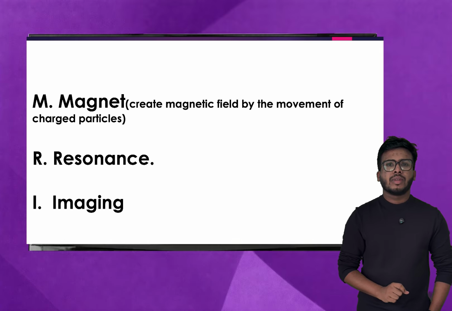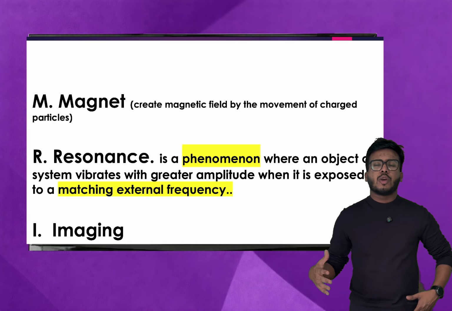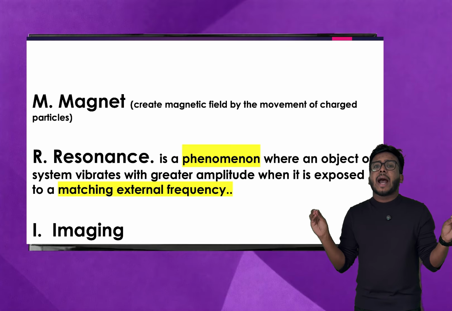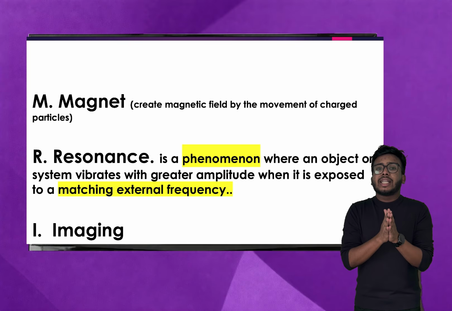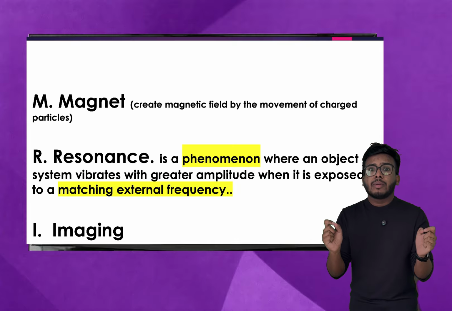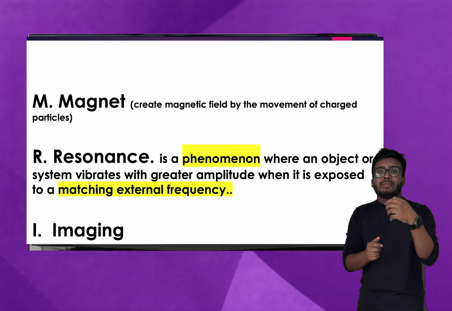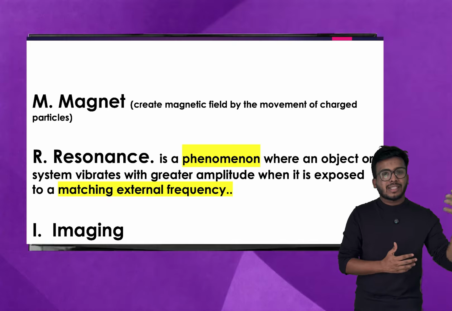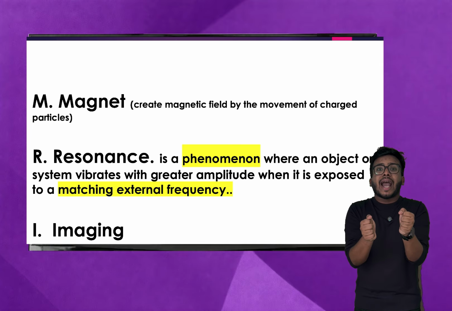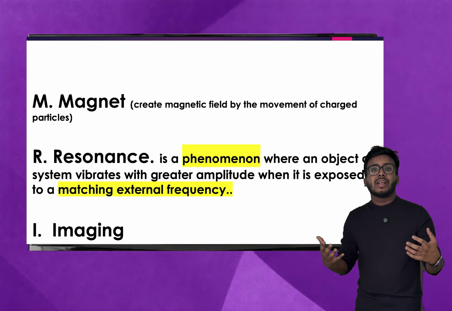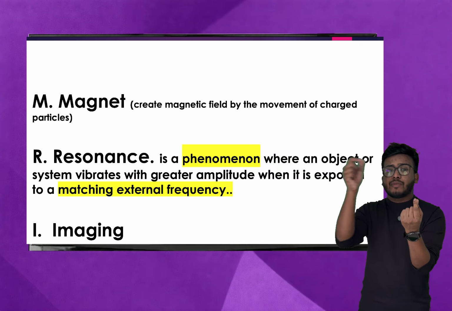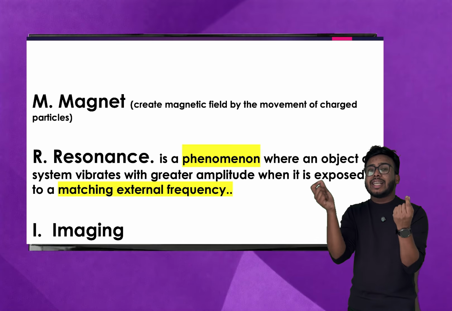Now resonance. In school, we learned a complex definition of resonance. I don't want to read the definition. Just keep in mind that resonance happens when an object gets a matching frequency. We can relate that to romance: we can say two people are in romance when their frequencies get matched, right? Like that, resonance happens when frequencies get matched. If an object gets a matching frequency of its own, it resonates.